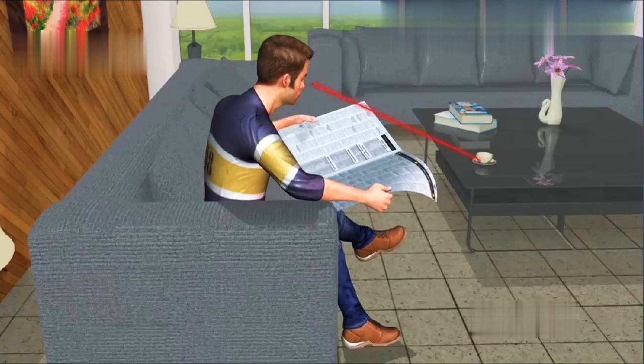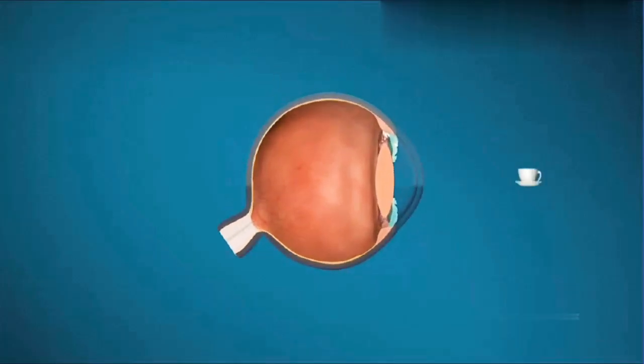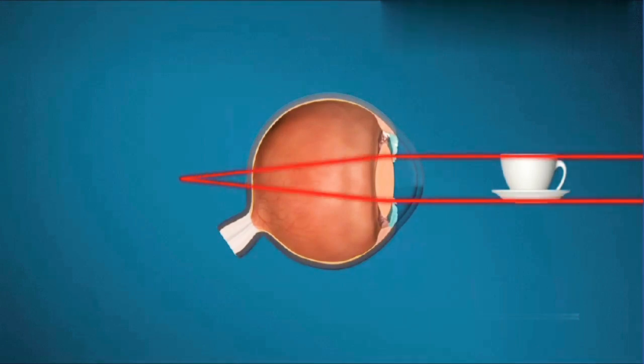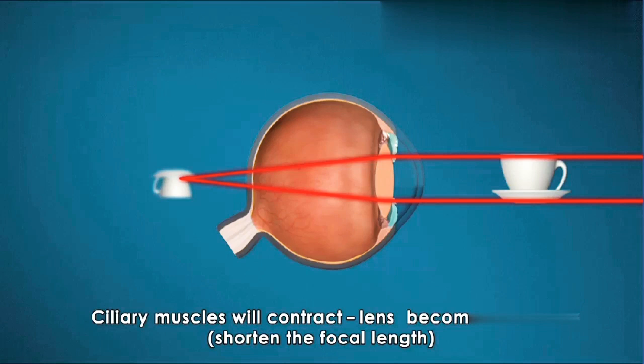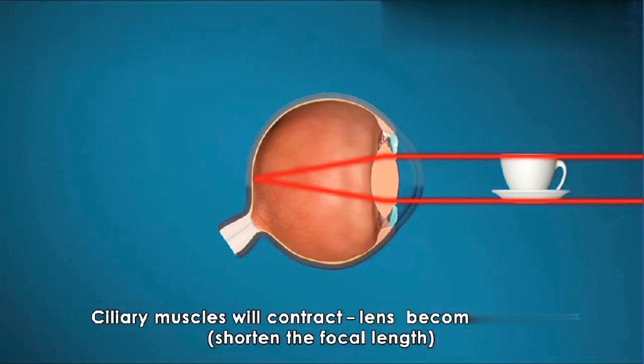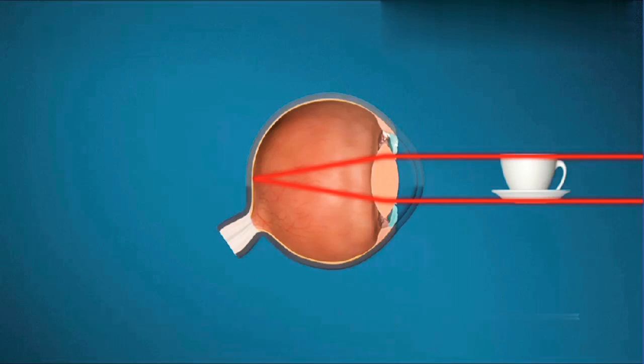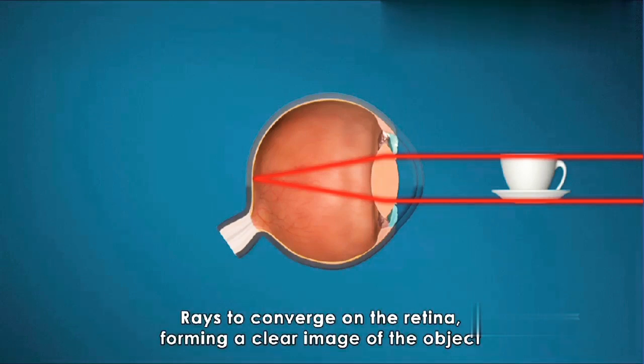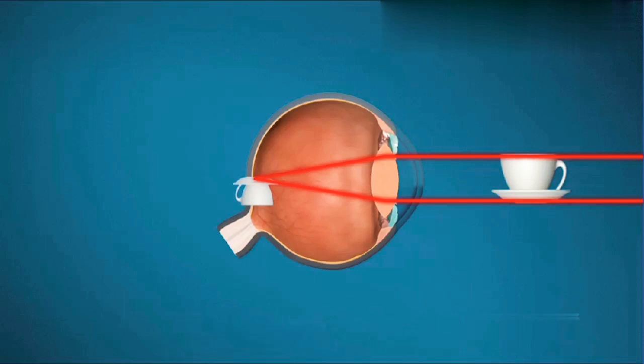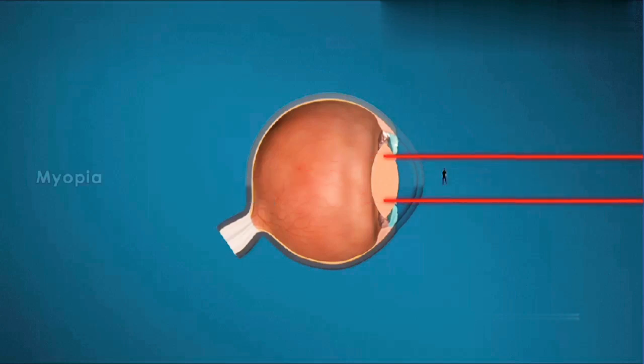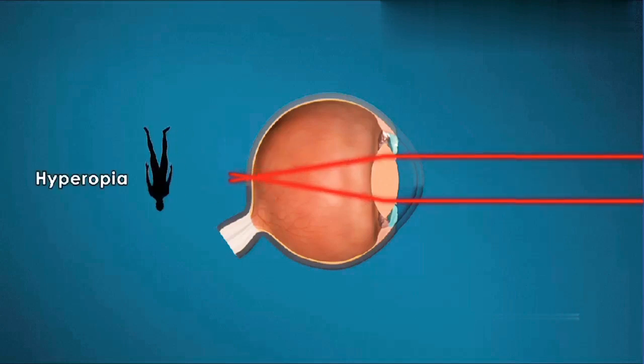When the object is nearer the eye, the rays from the object will fall beyond the retina, creating a blurred image. In this case, the ciliary muscles will contract and the lens will accommodate by becoming thicker. The thickening of the lens will shorten the focal length, allowing the rays to converge on the retina, forming a clear image of the object. Any non-accommodation of the lens will lead to vision abnormalities such as myopia or hyperopia.